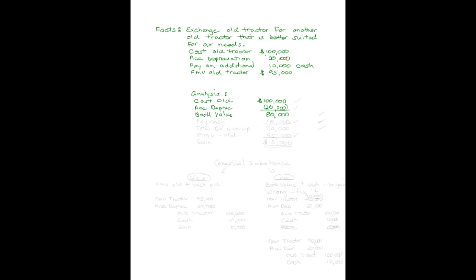We're also giving up, so I need to increase that book value. We're paying cash of $10,000. So the total book value of what we give up, which is what we want to start with, if it's what we want to use, if we can, is $90,000. Now, the fair market value of this exact tractor is $95,000.